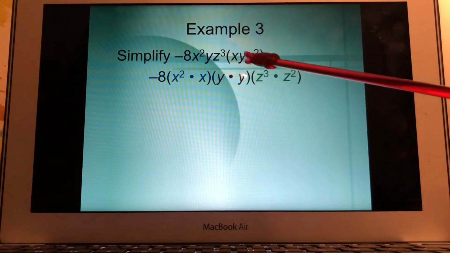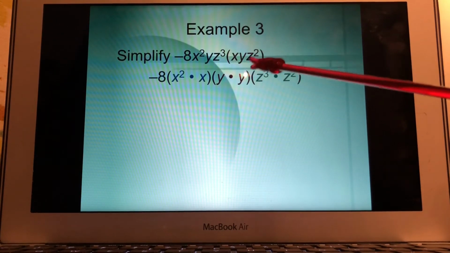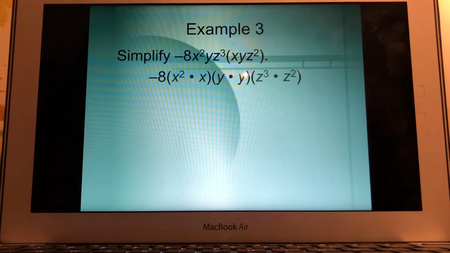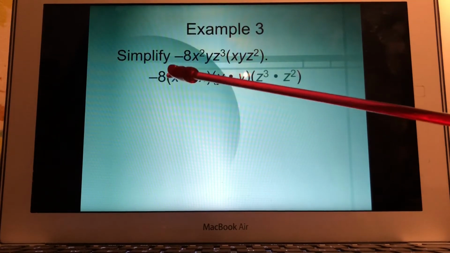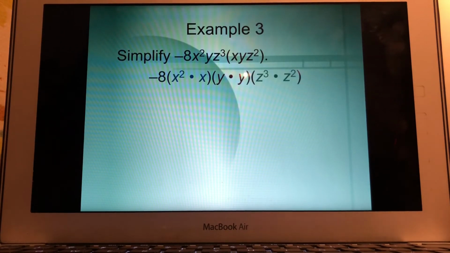And then y times y right here. Then z cubed times z squared. That's going to be over here. Now I can combine or simplify each of these in the parentheses.